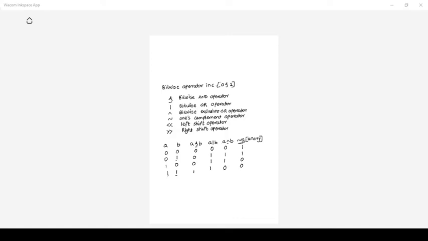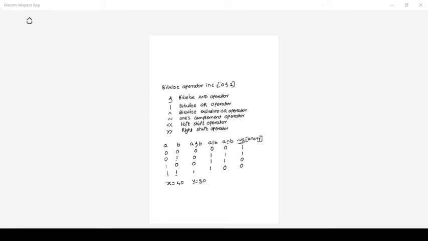Now we will take one example. In the example we will first see how to perform the bitwise operations. Suppose the value of x is equal to 40 and the value of y is 80.